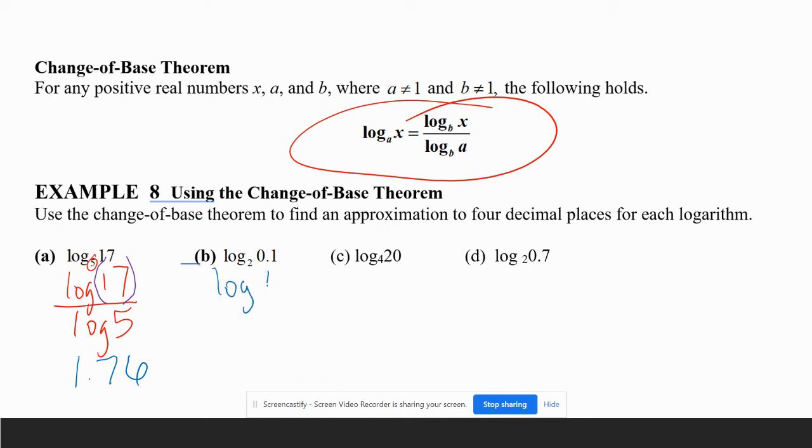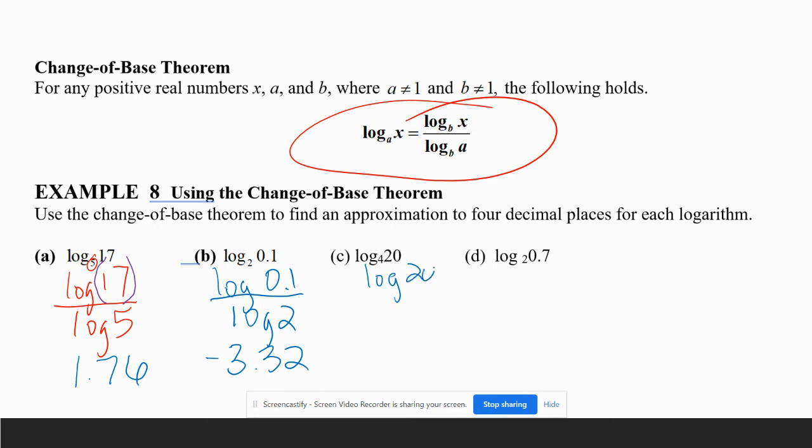Example B would be log 0.1 divided by log 2. It doesn't matter that 0.1 is less than 2. What matters is 2 is our base. And so that lower number always stays in the bottom of our fraction no matter what. And we would get negative 3.32.